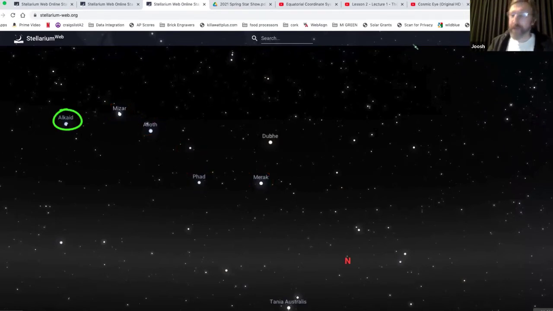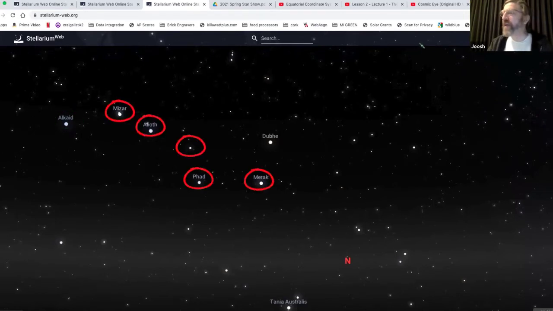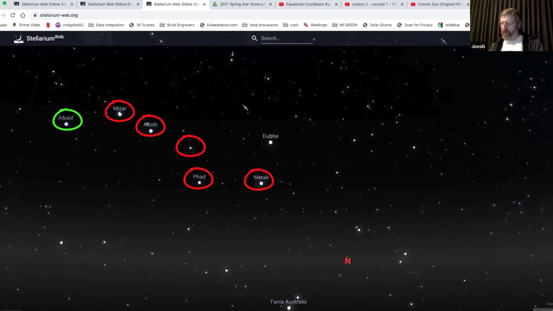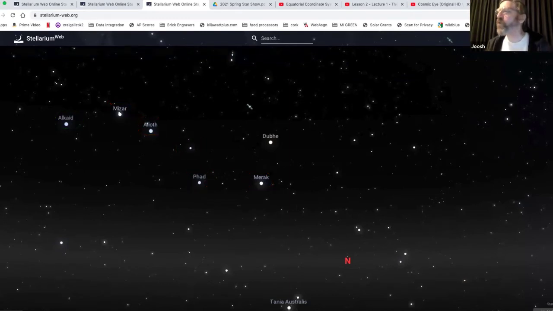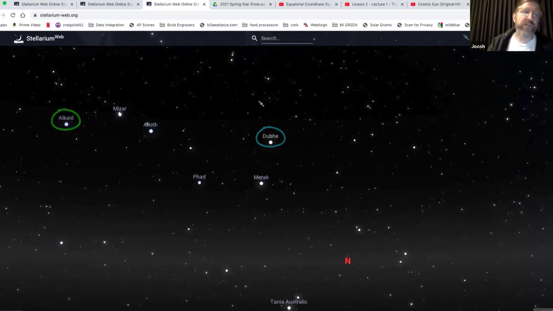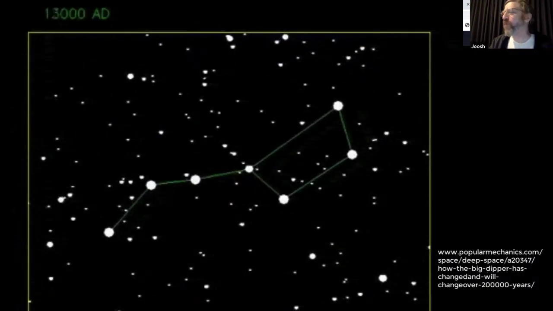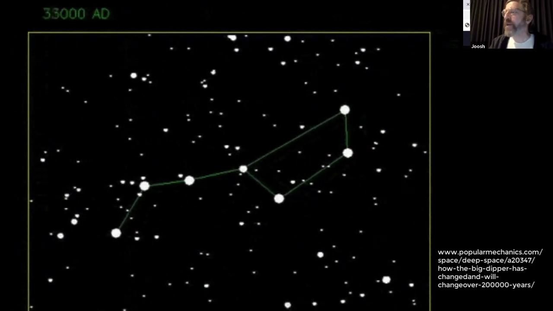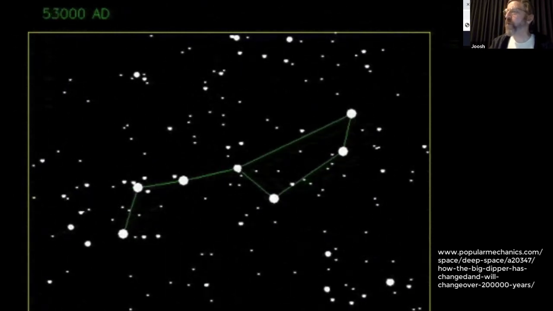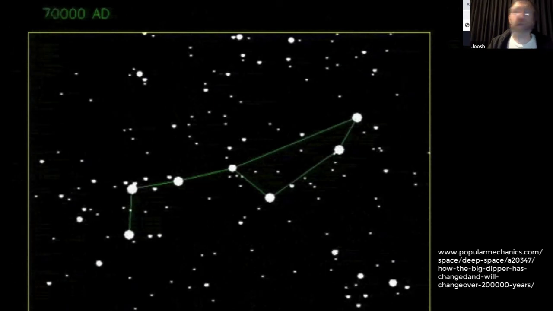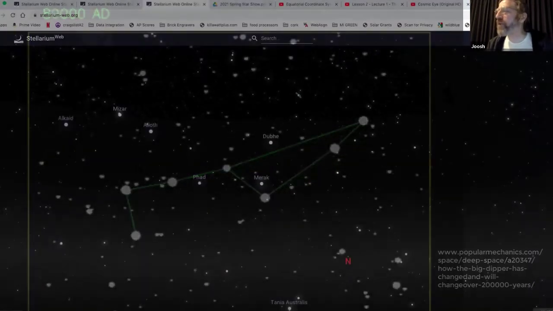Alkaid is not part of that. These are all about 80 light years away. Alkaid is not. That's closer to 100 light years away. So Dubhe and Alkaid don't really belong to this group. They just look like they do. In another 10 or 20,000 years, this constellation, the Big Dipper, will not look like this at all. Dubhe will be way over here. Alkaid will be way down here. These four will be about the same because they're all moving together. But the Big Dipper is going to look totally different in a couple of 10,000 years.